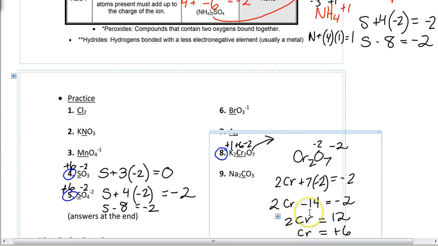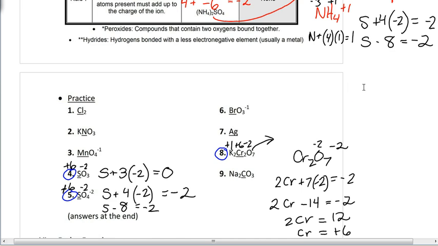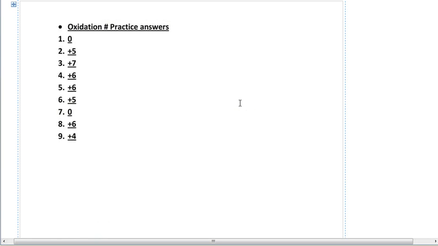Okay, let's pause. I'm going to show you the answers to the others, so if you would like to pause for a minute and give them a shot, feel free. Okay, here are the oxidation numbers for the underlying compounds in the examples before. If you have any questions, please shoot your teacher an email or make sure you ask that question in class tomorrow about how those were obtained.